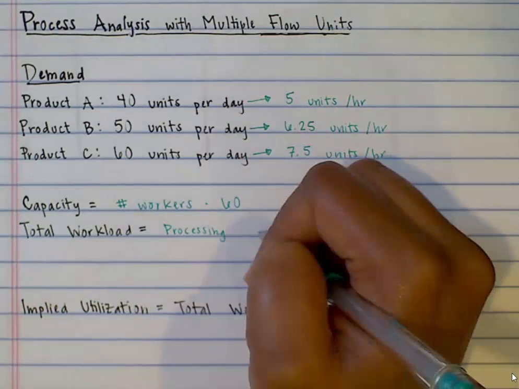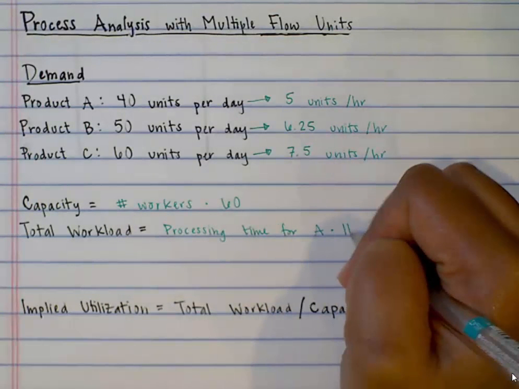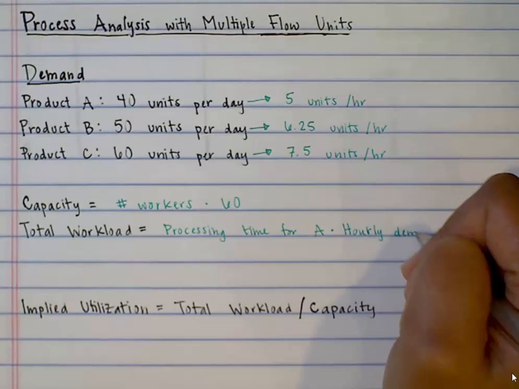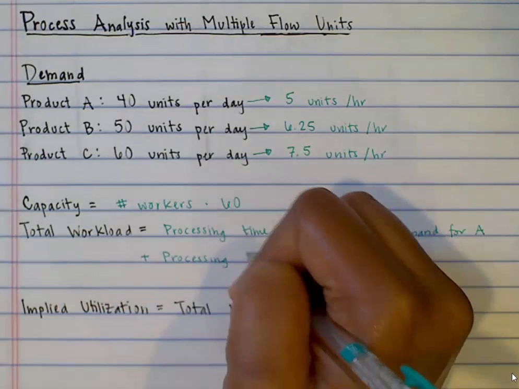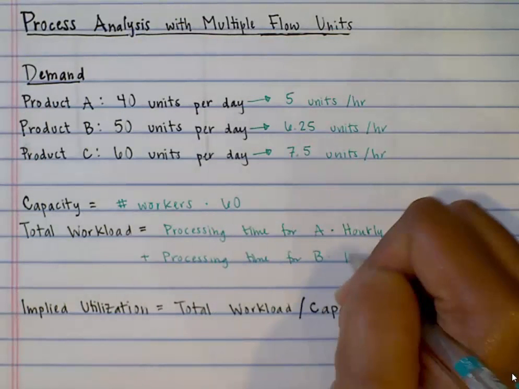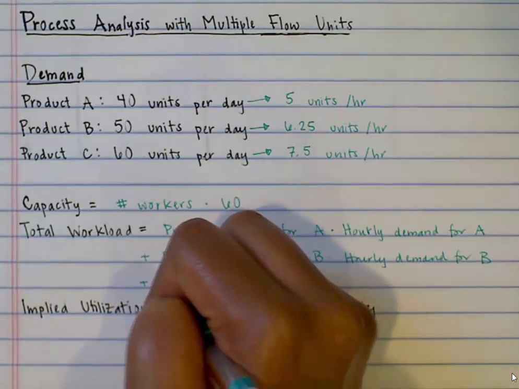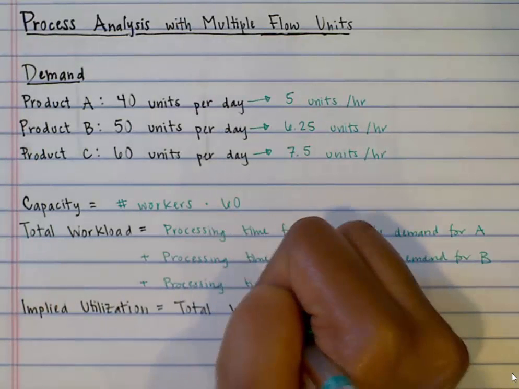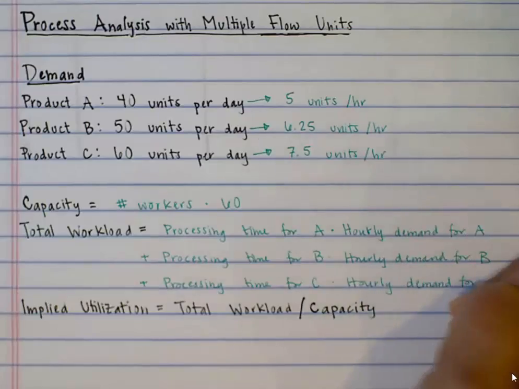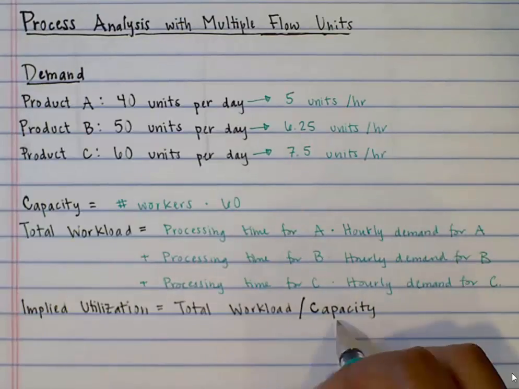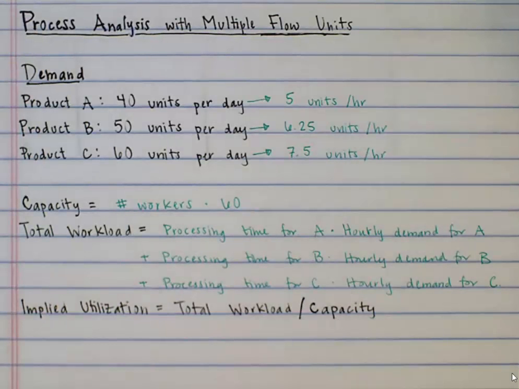The total workload is the processing time for product A times the hourly demand for product A, plus the processing time for product B times the hourly demand for product B, plus the processing time for product C times the hourly demand for product C. Once we have the capacity and the total workload, we can calculate the implied utilization, which is simply total workload divided by capacity. The resource with the highest implied utilization is our bottleneck.